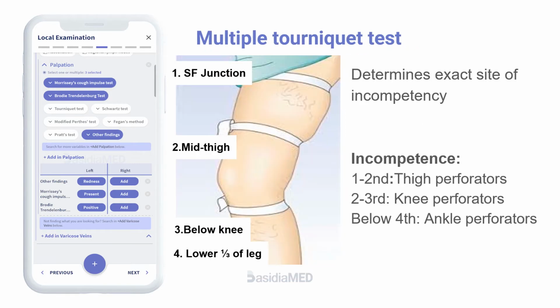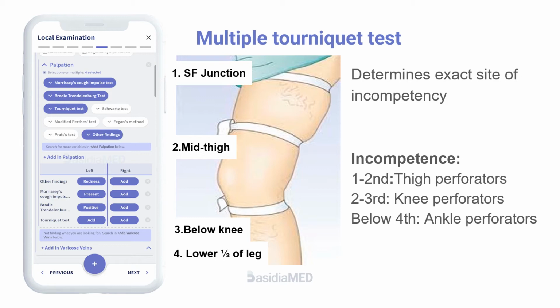The multiple tourniquet test detects the exact site of incompetent perforators. The patient is asked to lie supine. The leg vein is emptied by elevating it. 3 to 5 tourniquets are applied at different levels. First at the saphenofemoral junction, second at the middle of the thigh, third just below the knee, and fourth at the lower third of the leg, above the medial malleolus. The patient is asked to stand and veins are observed.